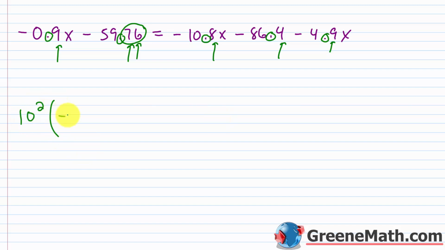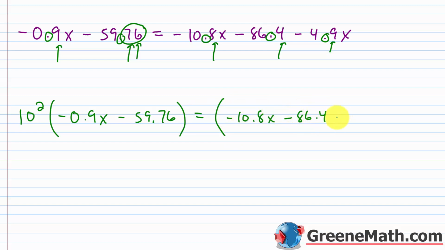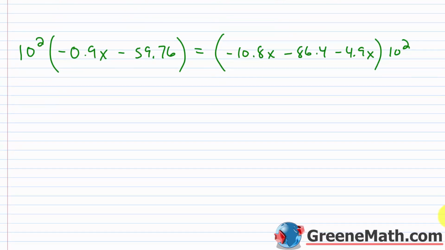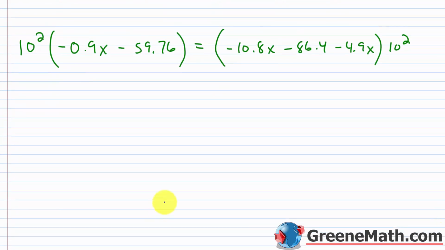So 10 squared multiplied by negative 0.9x minus 59.76, and this is equal to, over here, I'm going to do the same thing. So negative 10.8x minus 86.4 minus 4.9x, again, multiplied by 10 squared, or 100. So all I'm going to do for my multiplication here, it's very, very easy. Just moving each decimal point 2 places to the right.